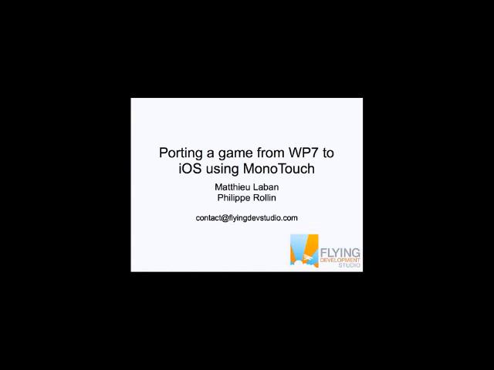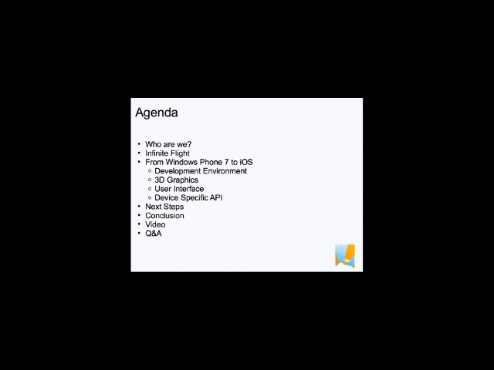So let's go. The agenda for this session is first we're going to talk about who we are and what the company does, and then we'll be talking about our main product, which is Infinite Flight, a flight simulator for mobile platforms. And then we'll go into the big parts of this session, which is the actual porting from Windows Phone to iOS. We'll go over the development environment, the 3D graphics API that we used, the user interface system that we selected, and some of the device-specific APIs that we used. Then we'll go over the next steps for the company and the project, conclusion, and a quick video if my connection can handle it, and a Q&A session.